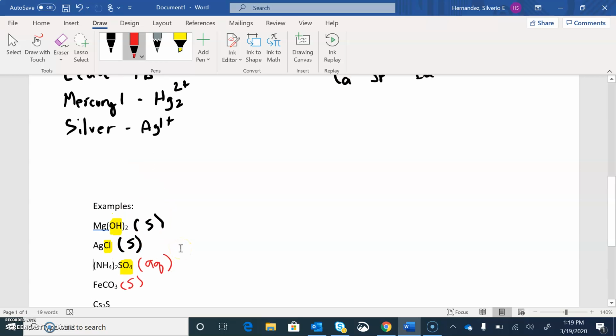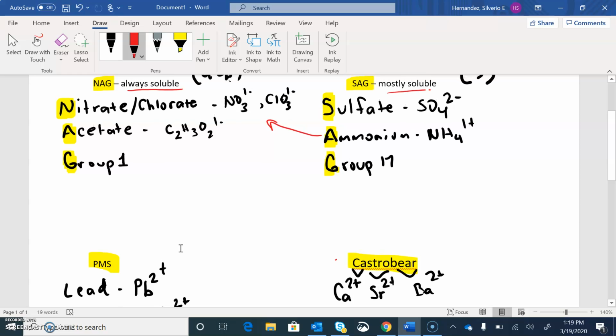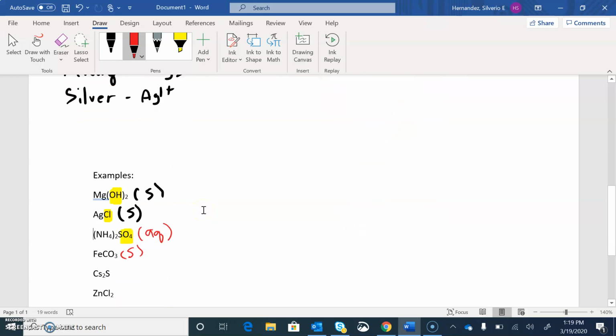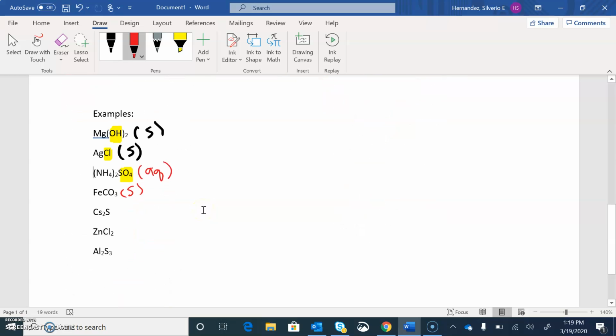I see cesium sulfide. Again, this one's kind of a tricky one because sulfide is not a part of my rules up here. I don't see the sulfide ion, that S2 minus ion, but I do know, or I should know, that cesium is in group 1. And because cesium is in group 1, that means that it's always soluble, meaning that it's going to produce an aqueous solution. There is no precipitate here. So that's going to be AQ.